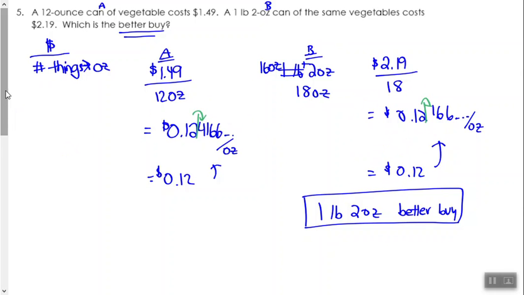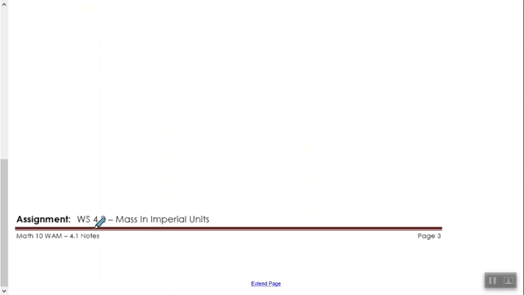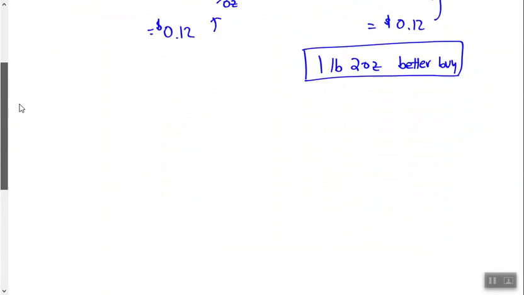Okay, and with that, you can go on to your worksheet. So 4.2 mass in imperial units. Okay.